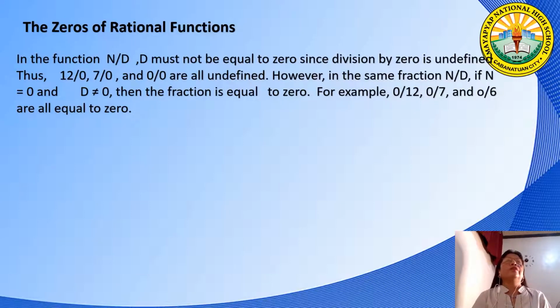In the function n over d, where n is the numerator and d is the denominator, the denominator must not be equal to 0 since division by 0 is undefined. Thus, 12 over 0, 7 over 0, and 0 over 0 are all undefined. However, in the same fraction, if n equals 0 and d is not equal to 0, then the fraction is equal to 0. For example, 0 over 12, 0 over 7, and 0 over 6 are all equal to 0.